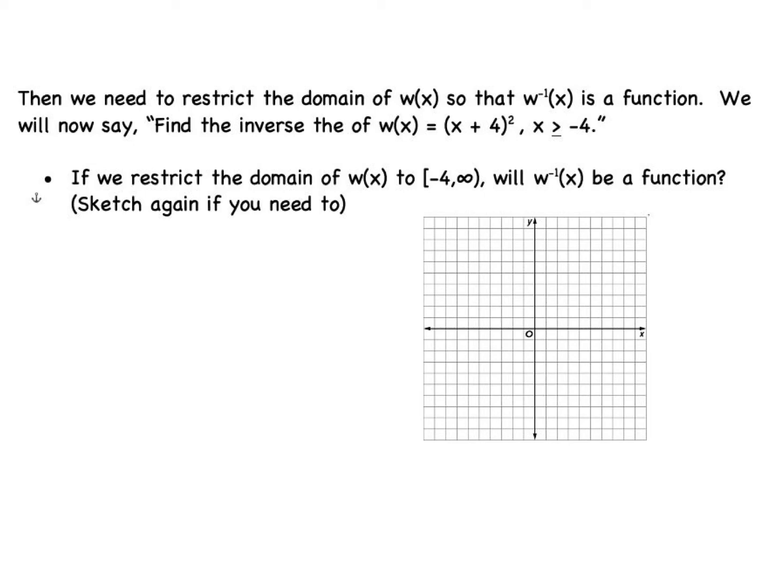So what we're going to do now is find the inverse of w of x equals x plus 4 squared, given that x is greater than or equal to negative 4. So what I'm doing is looking at the right half of the parabola. This is something we frequently do. So the vertex again is still negative 4, 0.